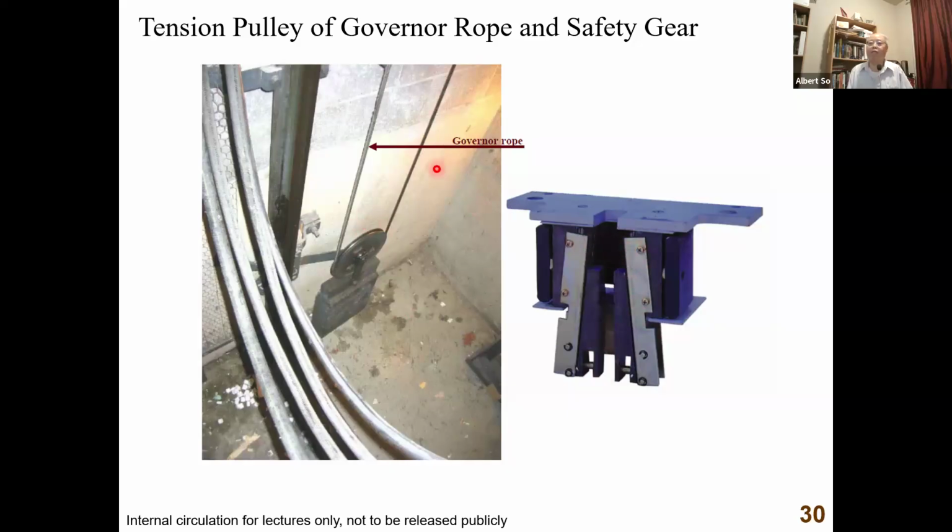Safety gear. Okay, the rope is used to activate the safety gears, and we'll have a clearer diagram on the safety gear later. Safety gear is the last means of safety. Okay, so when all the ropes are broken, the car falls down freely, then what can save you is the safety gear.